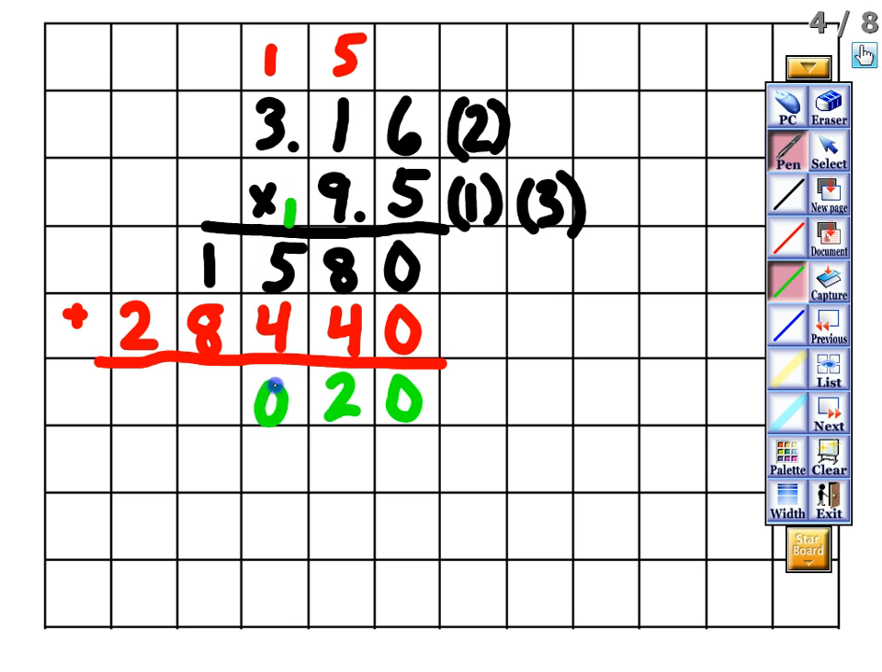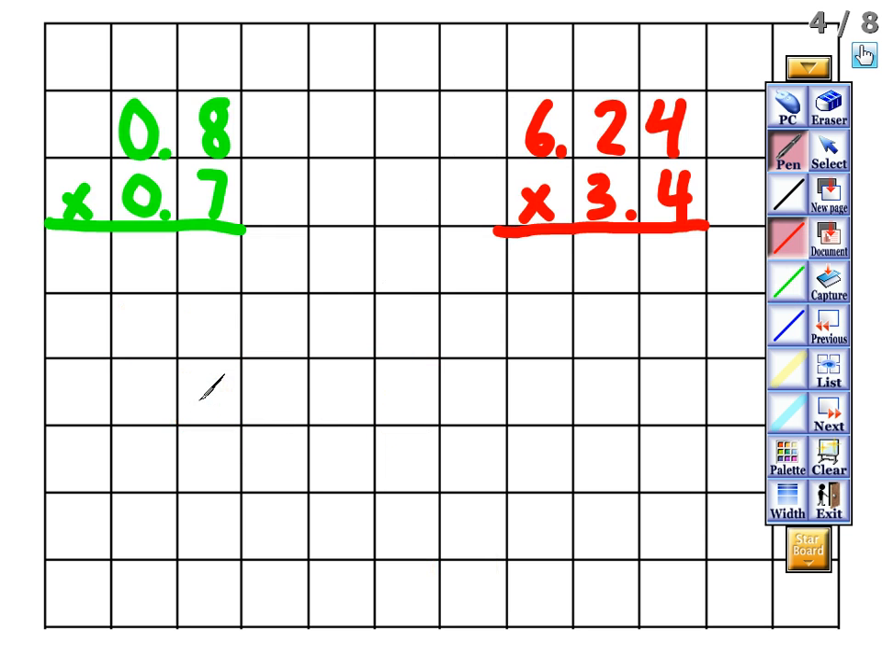Put my 0 here, carry the 1. 1 and 1 is 2, plus 8 is 10. Put my 0 here, carry the 1. 1 and 2 gives me 3. And I have 3 digits to the right of the decimals I can see right over here. So that means I need to have 3 digits to the right of the decimal for my answer, which gives me the answer of 30 and 20 thousandths.